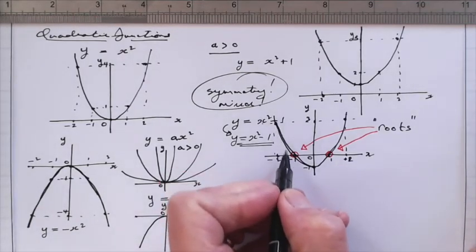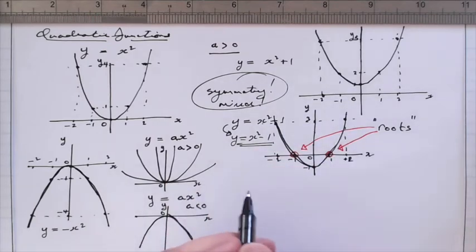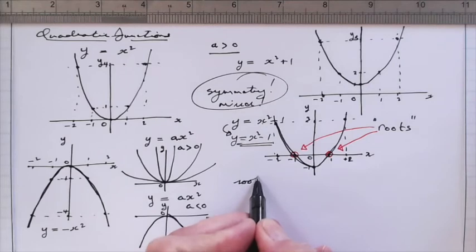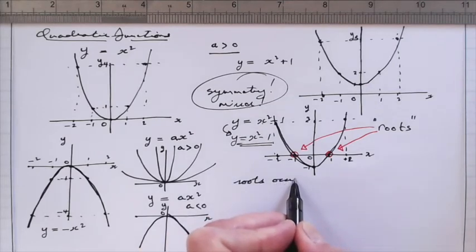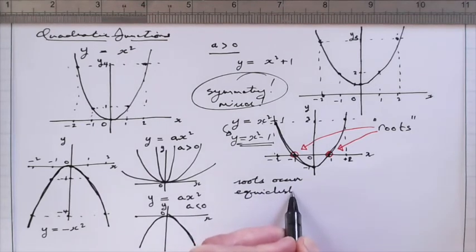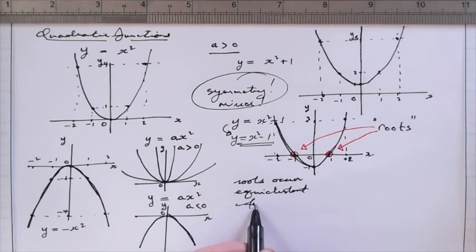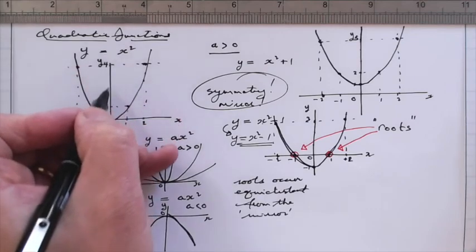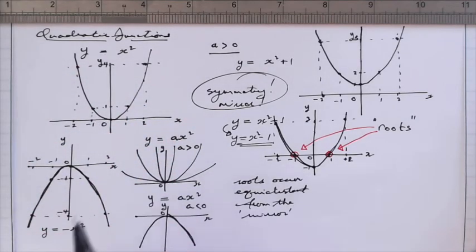Also, because of the symmetry, the roots occur equidistant from the mirror. Now that mirror that I've been talking about, that line of symmetry, has a more formal name. The mirror is sometimes called the axis of symmetry.